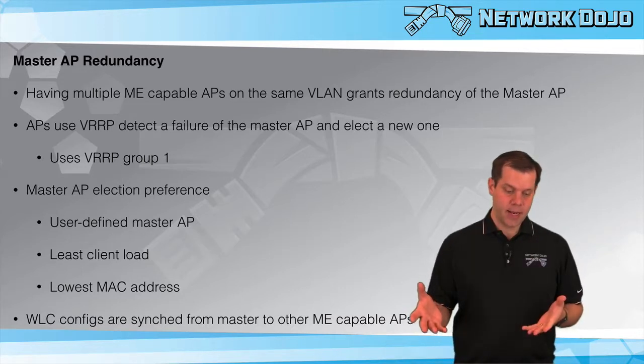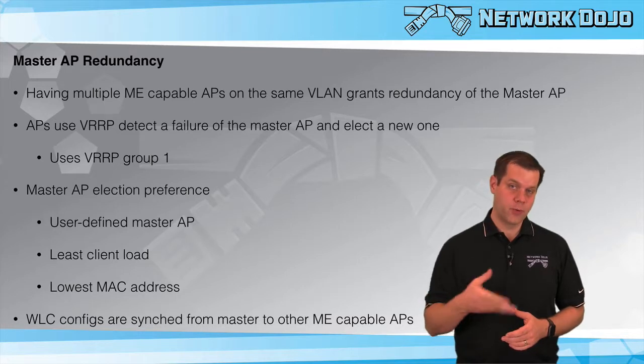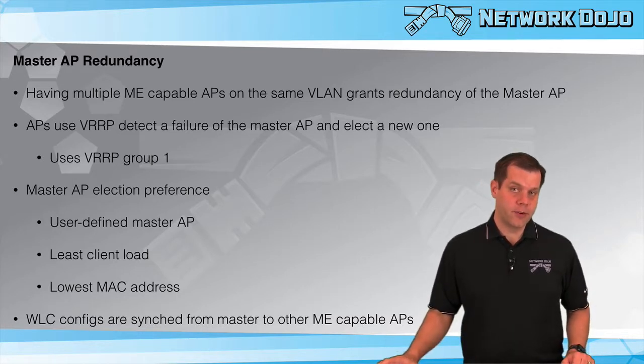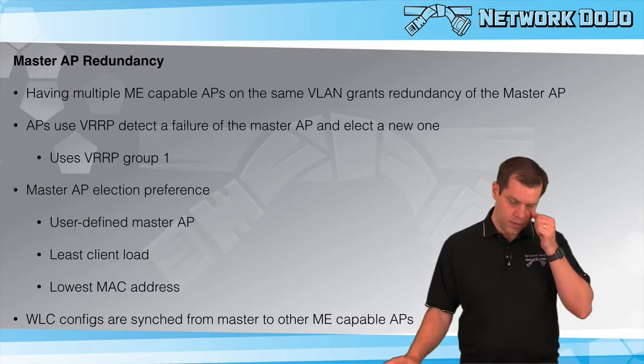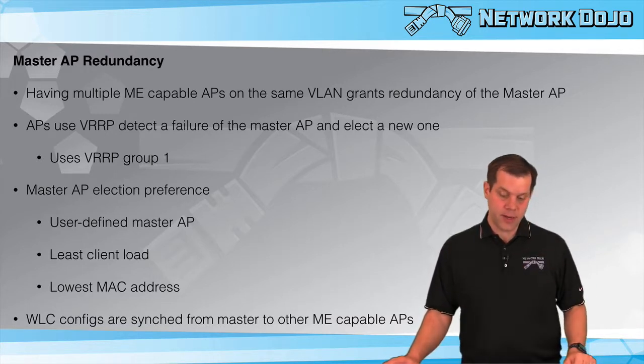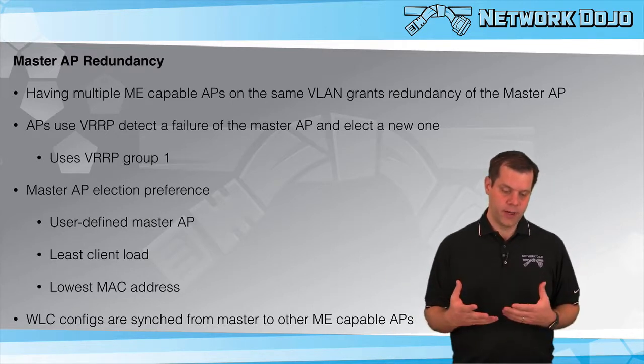On the back end, these Mobility Express capable APs will use VRRP. It's a very similar solution to HSRP, which we talked about back in the network infrastructure series of videos. It's a first hop redundancy protocol, but it's using that, according to documentation, both to detect failure of the master AP and elect a new one. So they're talking to each other via VRRP.